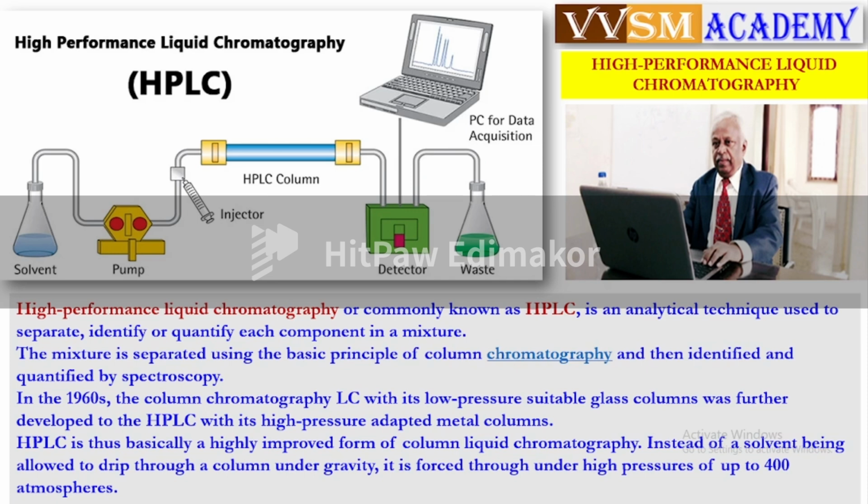Another type of chromatography is HPLC, that is high performance liquid chromatography. It is a highly improved form of liquid chromatography. Instead of a solvent being allowed to drip through a column under gravity, it is forced through at high pressures of up to 400 atmospheres.